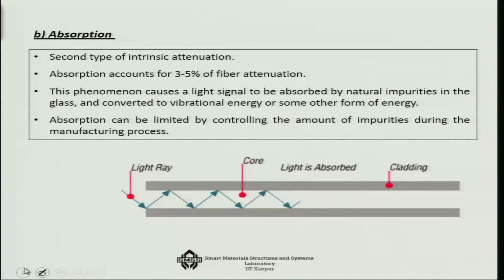The other intrinsic attenuation problem is due to absorption. Absorption accounts for about 3 to 5% of the fiber attenuation. In this case, the light signal is absorbed by natural impurities in the glass and converted to something like vibrational energy or a similar other form of energy. Absorption can be limited by controlling the amount of impurities during the manufacturing process. So, in one case, scattering does not support total internal reflection. In the other case, it simply transforms the energy from light energy to some other energy. So, these are the intrinsic attenuation.